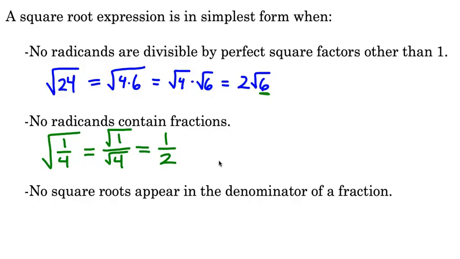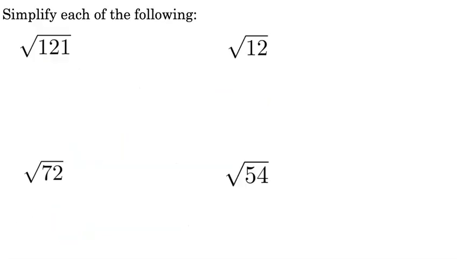And then no square roots appear in the denominator of a fraction, so something like 1/square root of 2 is not considered to be in simplest form. Now, how we tackle this one, we're going to leave that as an open question. That's going to be addressed in a later video, and that is called rationalizing the denominator. But for now, let's focus on simplifying.